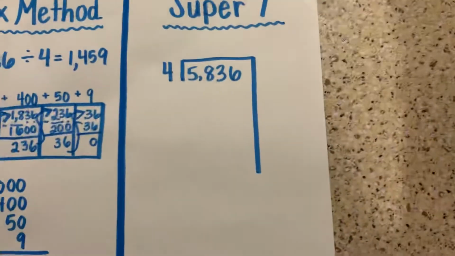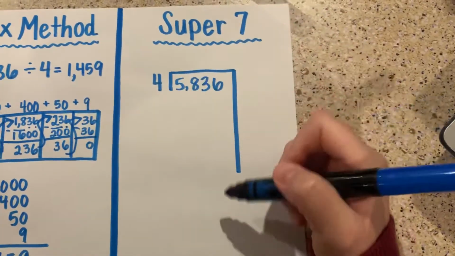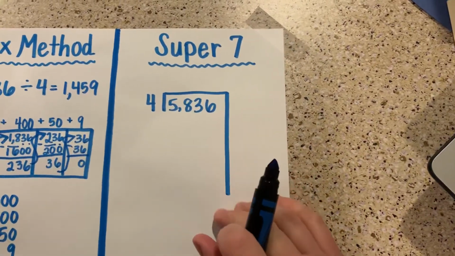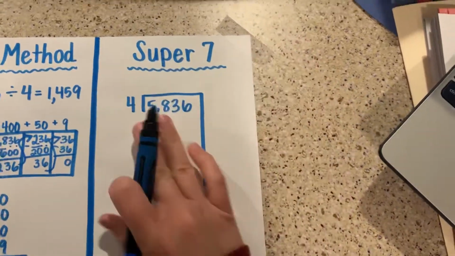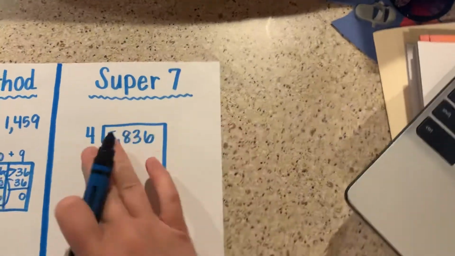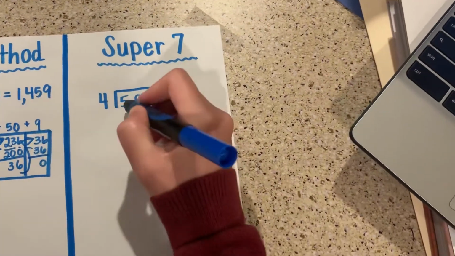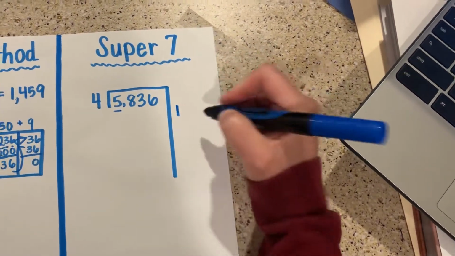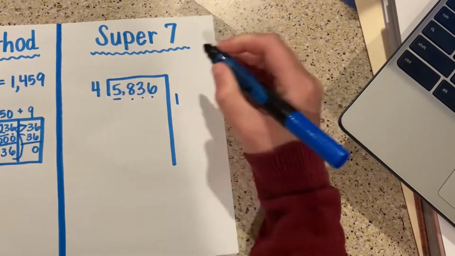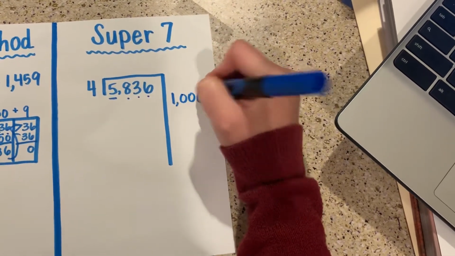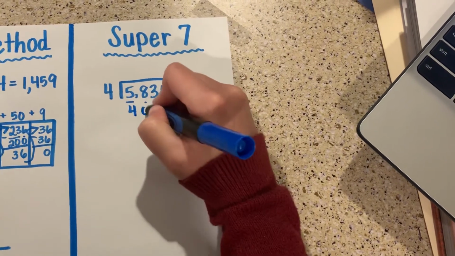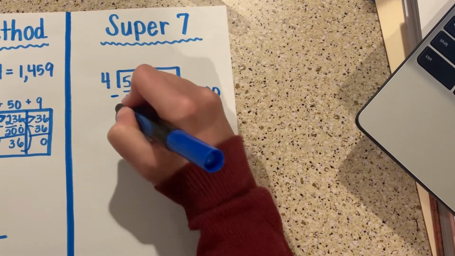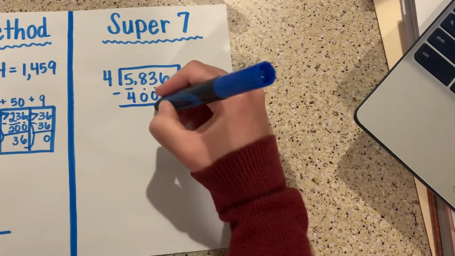So let's try this over here. Same problem, but I'm going to show you using the Super 7 over here, that almost standard algorithm using partial quotients. So we're going to look over here and we're going to see 4 goes into that 5 one time, with 3 extra place values. 4 times 1,000 gives us 4,000. Subtract.